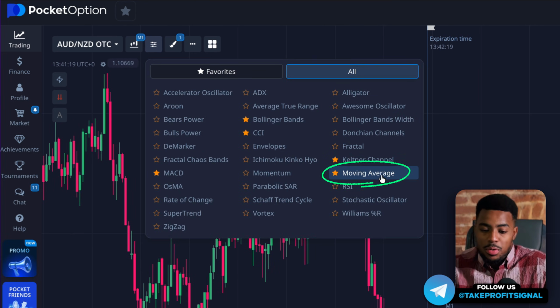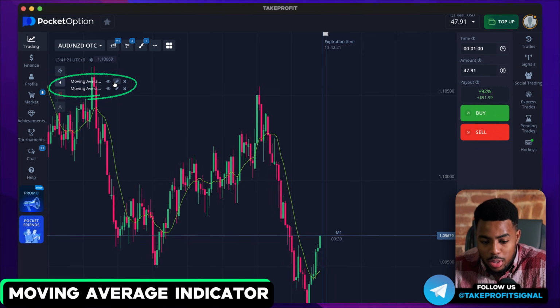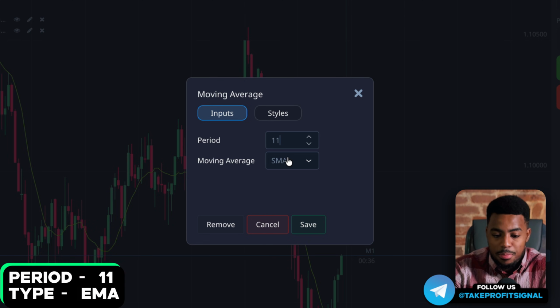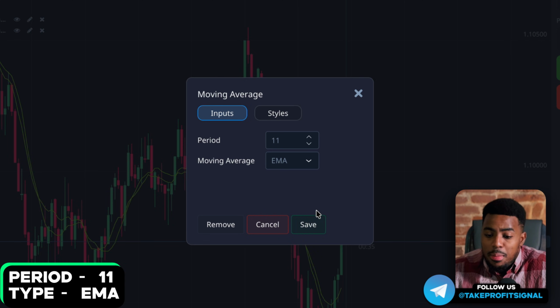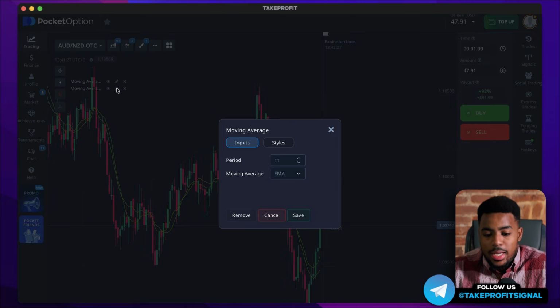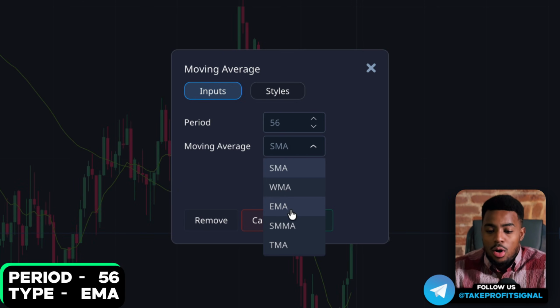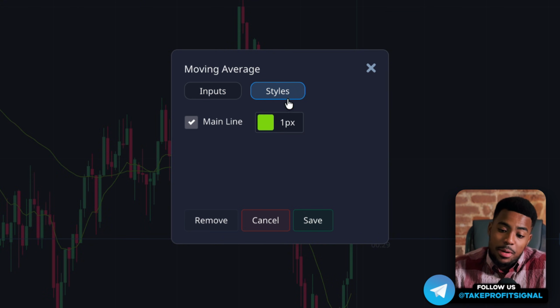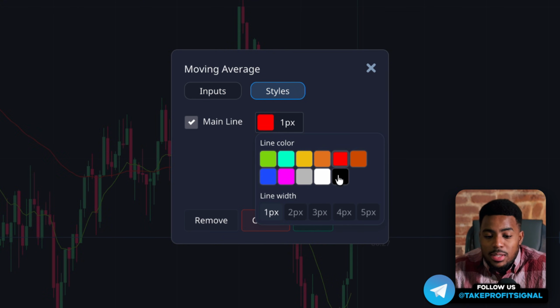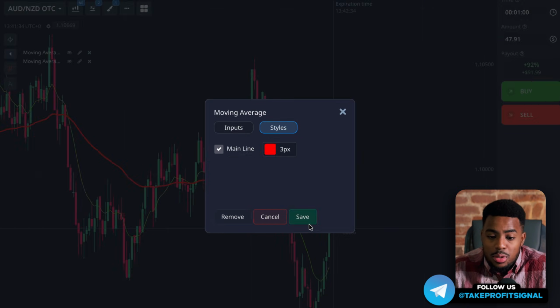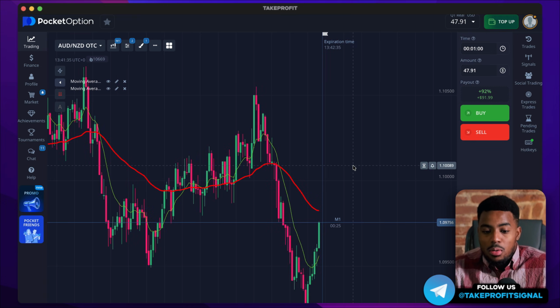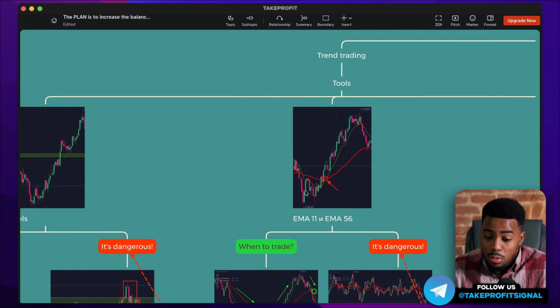So what we do, we go to the moving average, double click here, type 11, choose the type EMA, and for the second indicator, set the period to 56, also selecting the EMA type. In the styles, we will change the color a bit so that we can distinguish between these 2 lines.